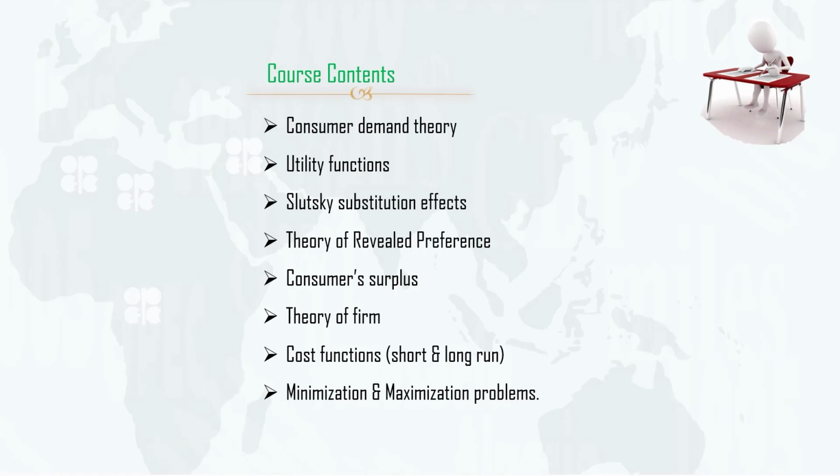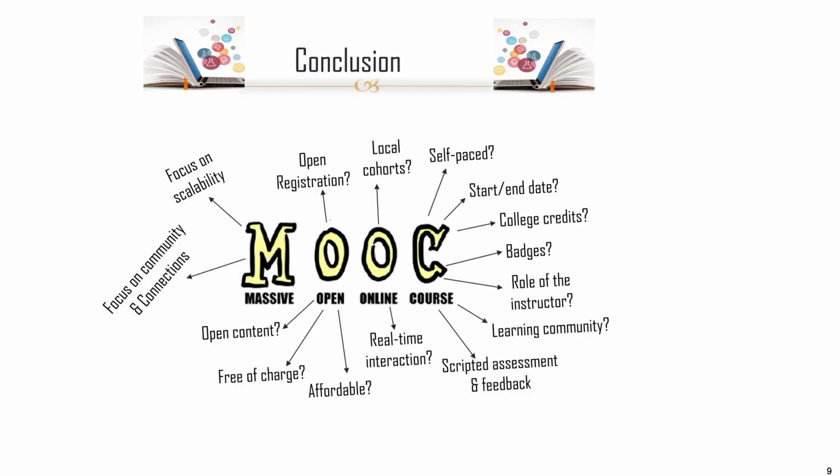The theory of firms is also taught under this course: how the firm combines their productive inputs so as to maximize their output. The cost functions, in the short run as well as in the long run, and the minimization and maximization problems are also discussed under this course.